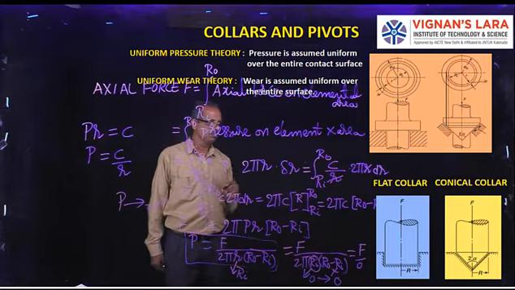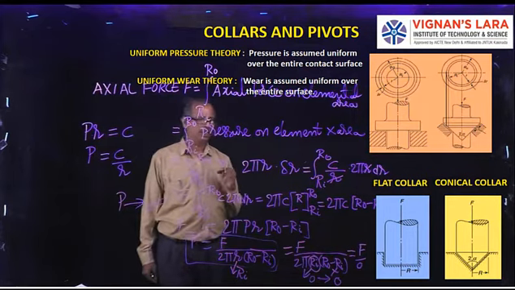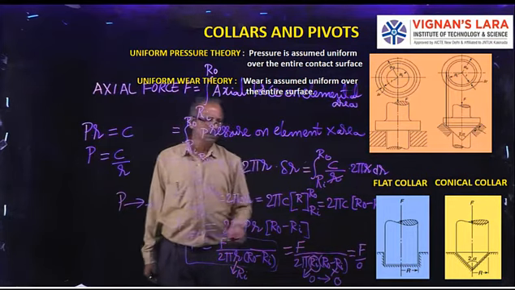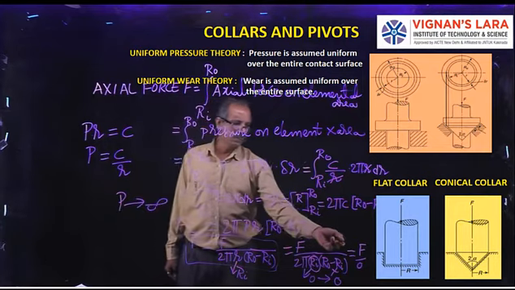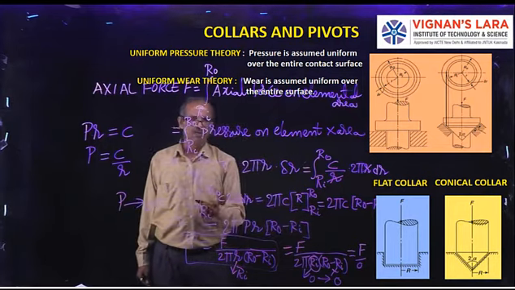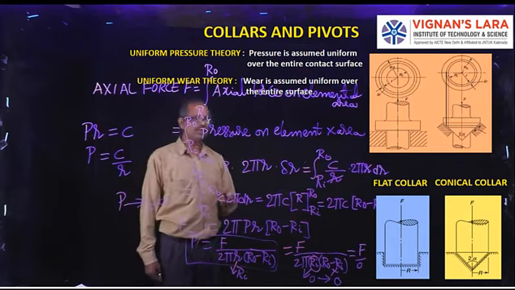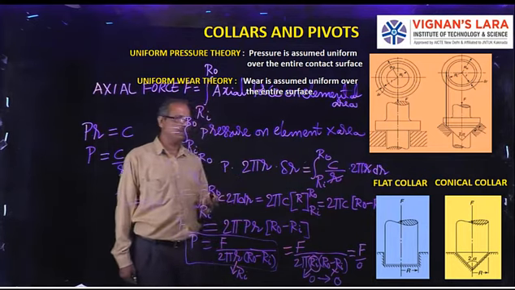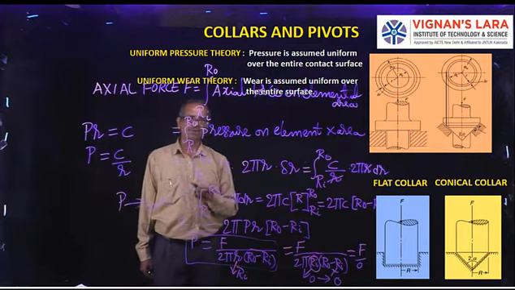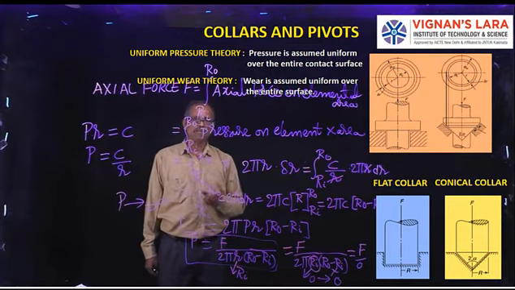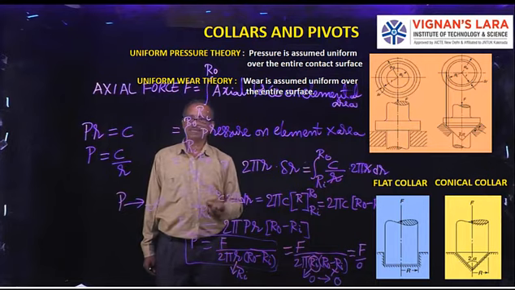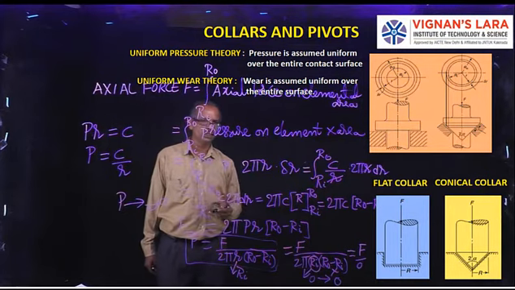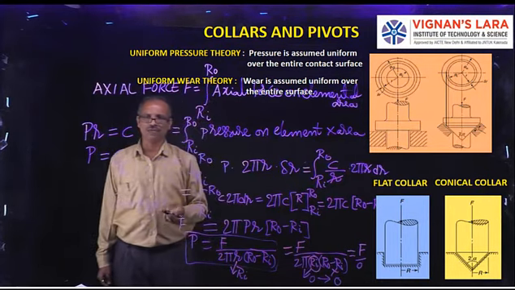Why? There is no infinite pressure anywhere. But what this equation concludes is F by 0, which is infinity. So this theory has some flaw. Of course, even the uniform pressure theory has some flaw, and the uniform wear theory also has some flaw. But we use uniform pressure theory in some cases and uniform wear theory in some cases.